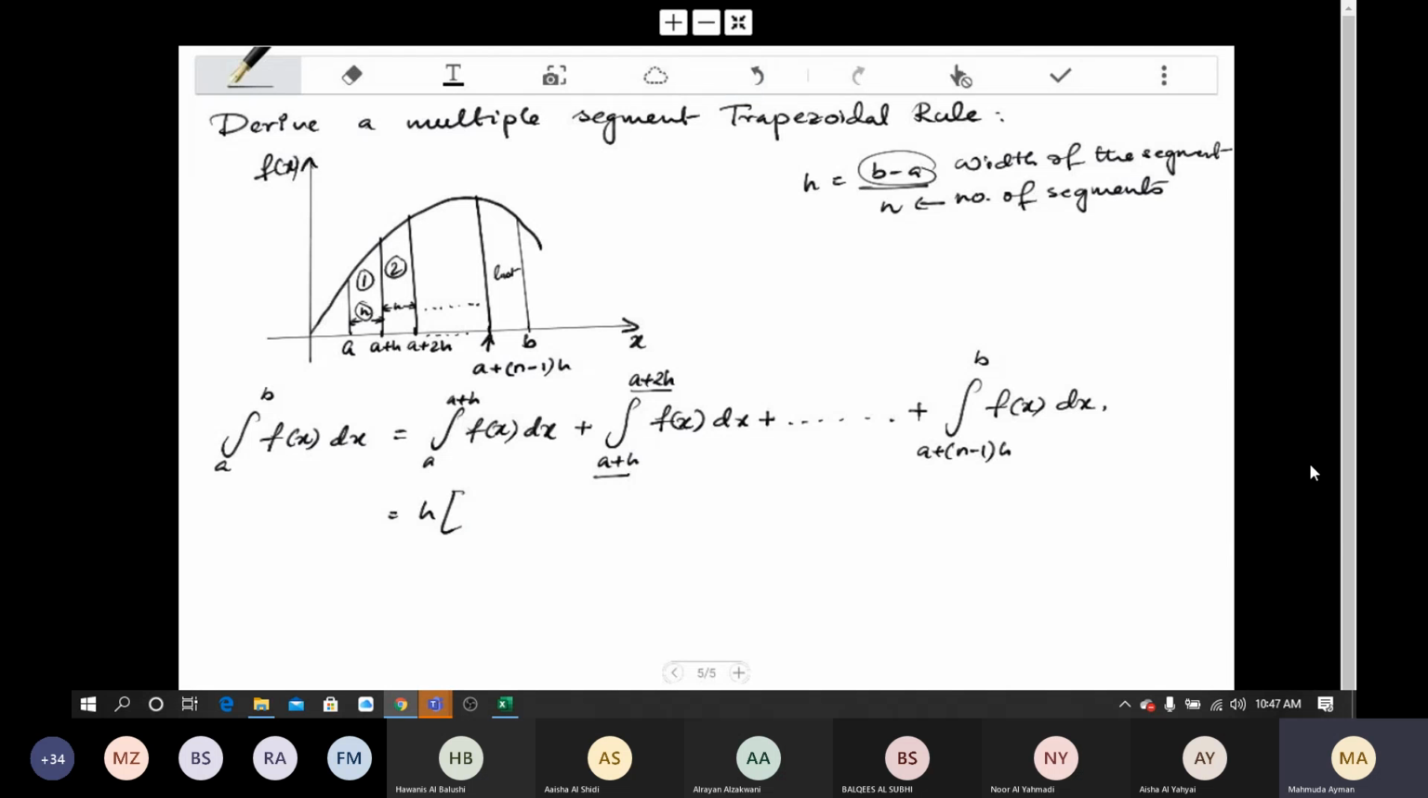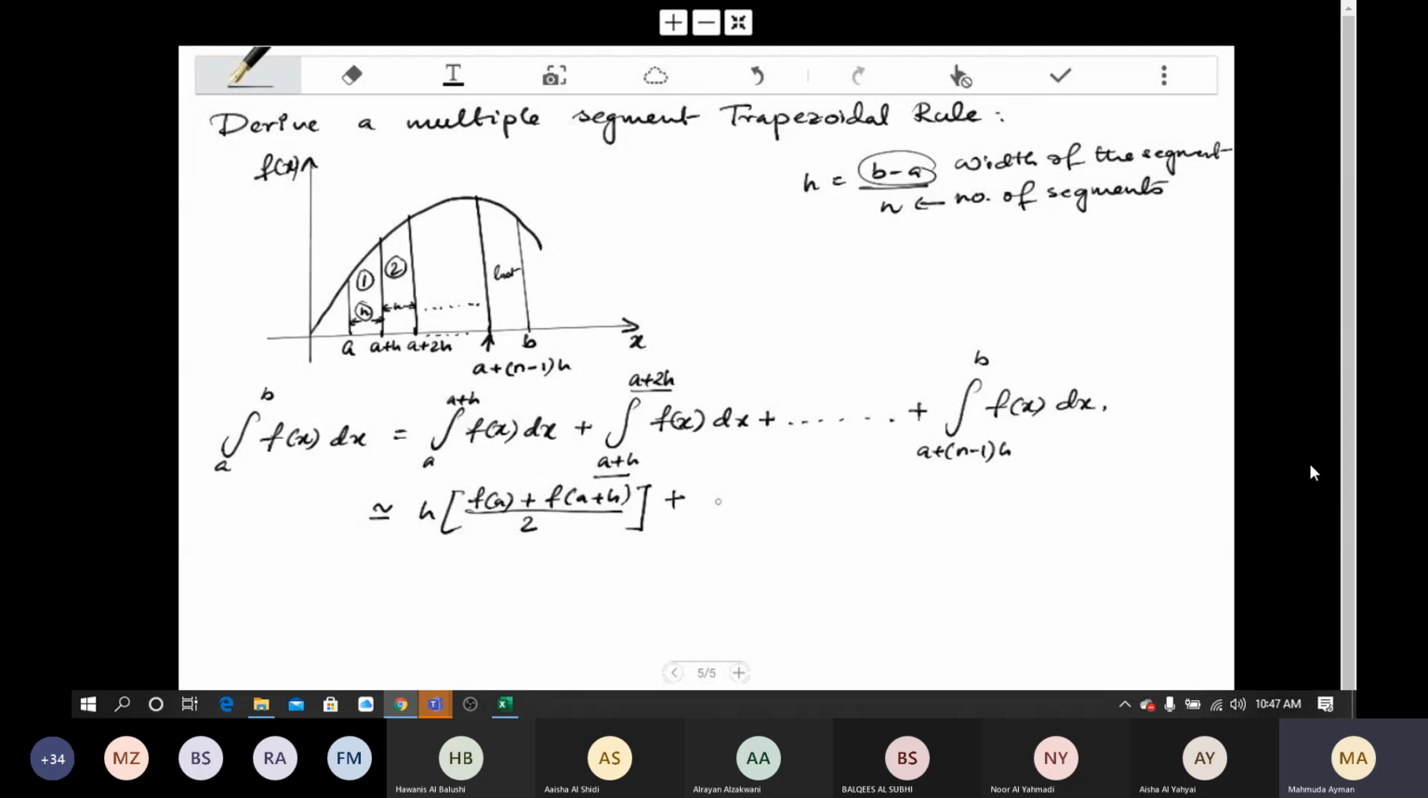the average value of the function at the two parallel sides. The first parallel side is a, the second parallel side is a plus h. So you have f of a plus f of a plus h, divided by 2. This is the approximation. Now we are approximating the integral of the first trapezoid by this formula, just like what we learned before, using the same formula.